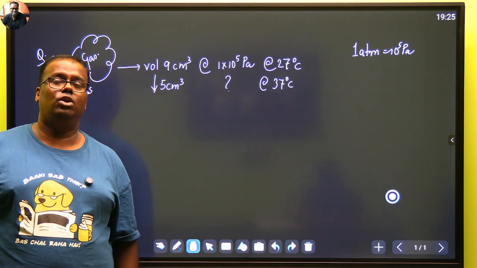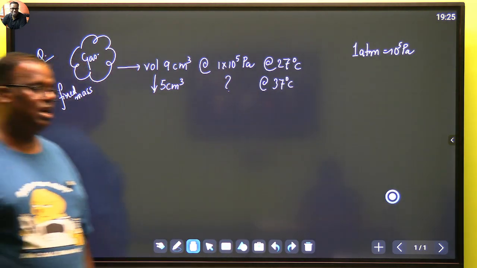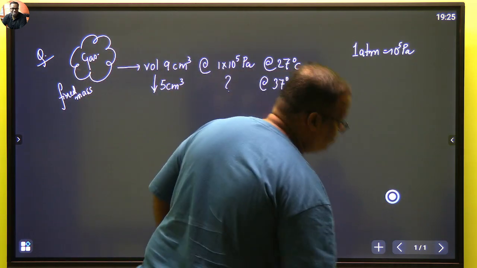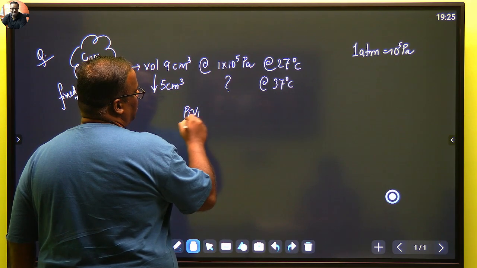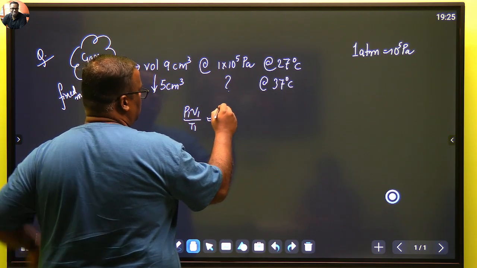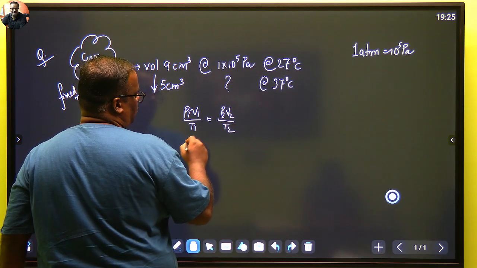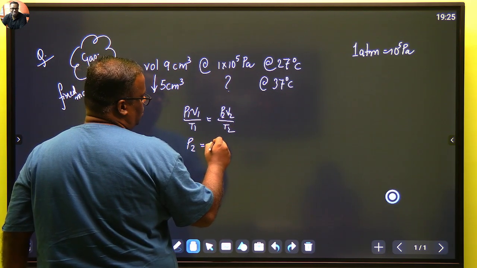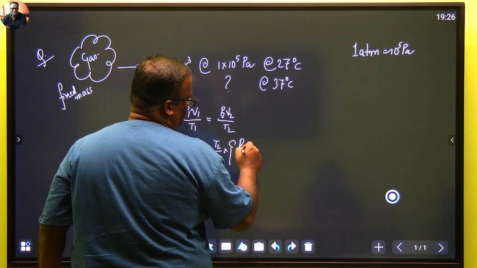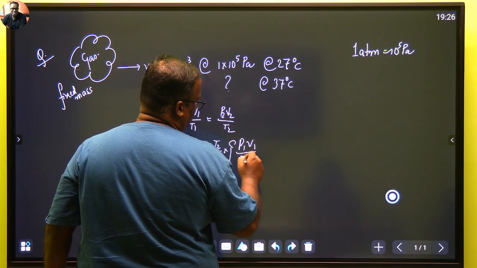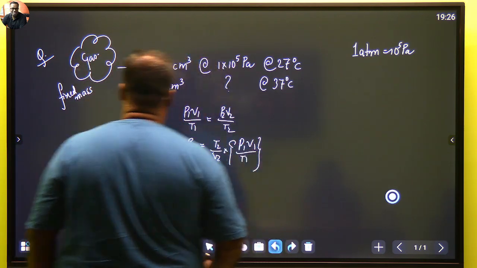And don't just solve it up, solve it in proper manner. Write your equations. I am not hungry for the answer. I'm more hungry for your process. P1 V1 upon T1 equals P2 V2 upon T2. You need to find P2, which is equal to T2 by V2 times P1 V1 upon T1, and include all the units.